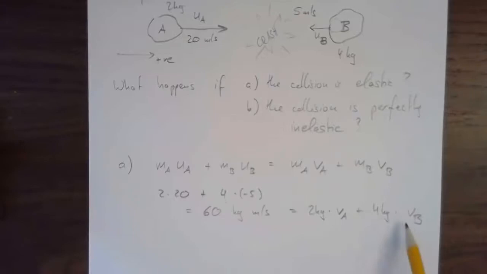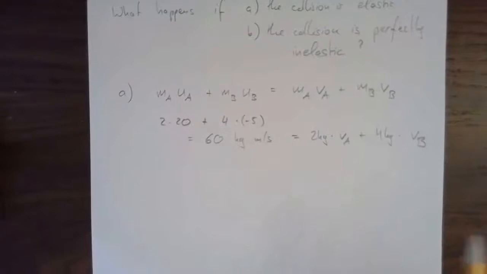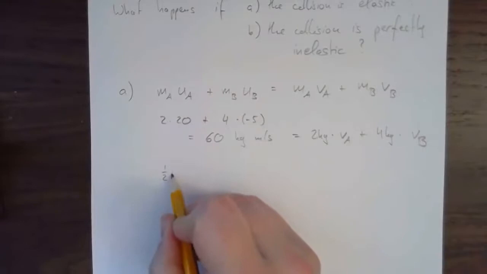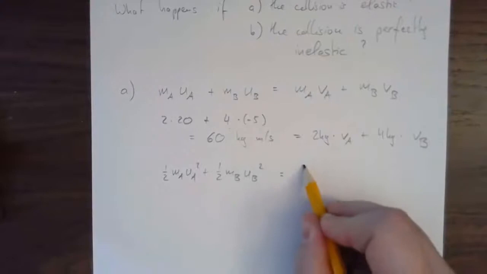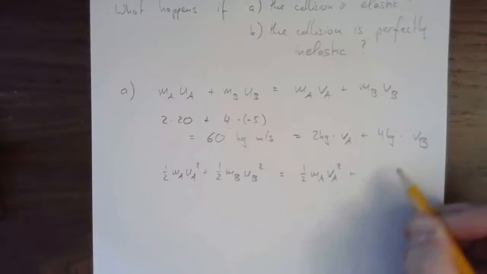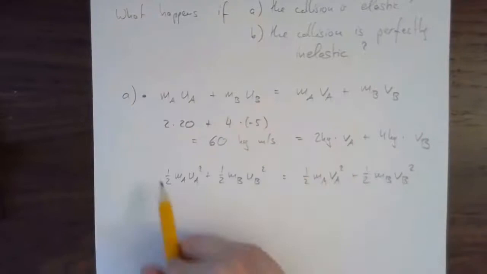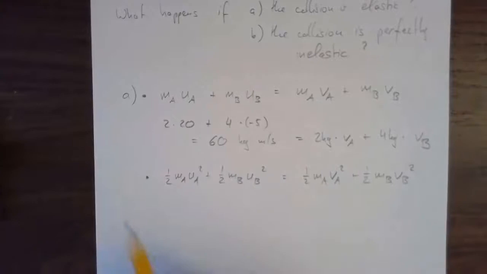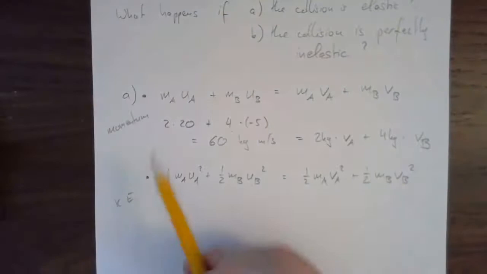But I know the collision is elastic because we're doing part A, and that tells me that kinetic energy is conserved. So I can use this. I'm going to write down 1/2 MA UA squared plus 1/2 MB UB squared equal to 1/2 MA VA squared plus 1/2 MB VB squared, right? So momentum is the first point, and kinetic energy is the second one. I'm going to label this. Of course, you should have labeled anyway in your notes, but just in case you don't, well, now I'm doing it.